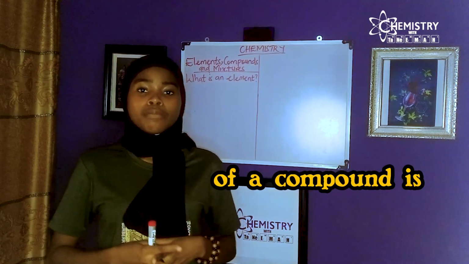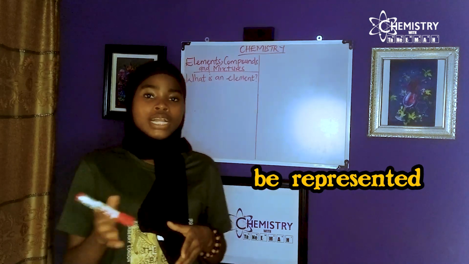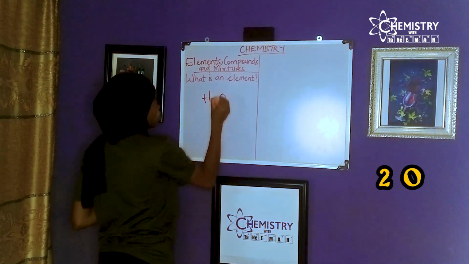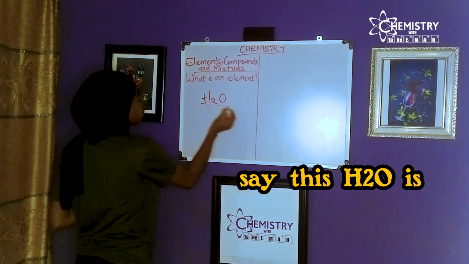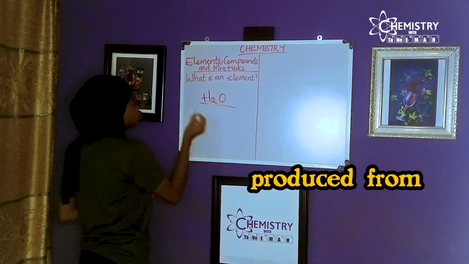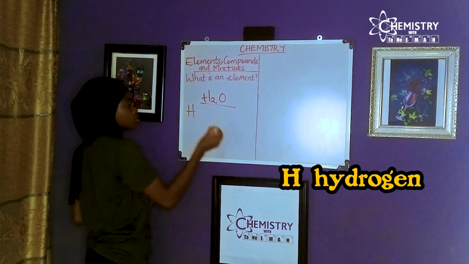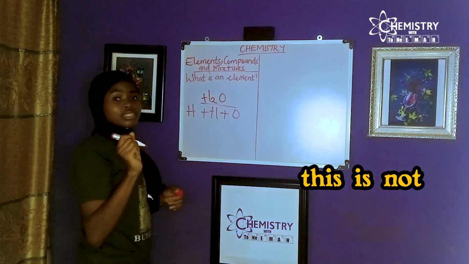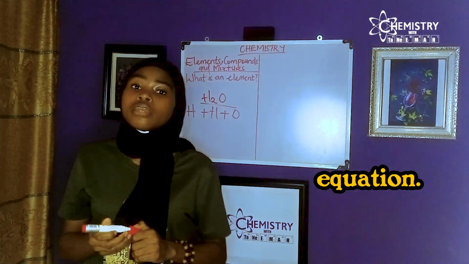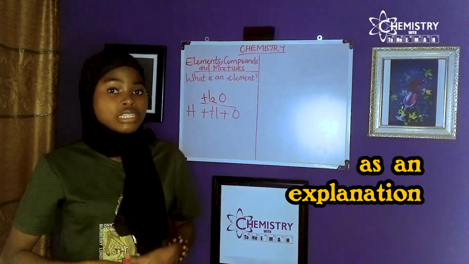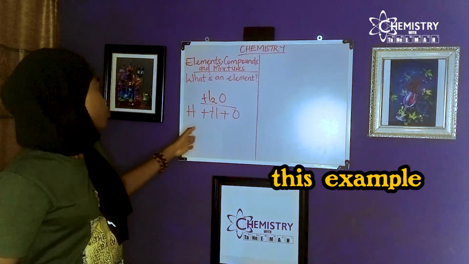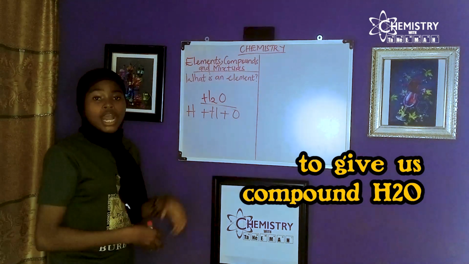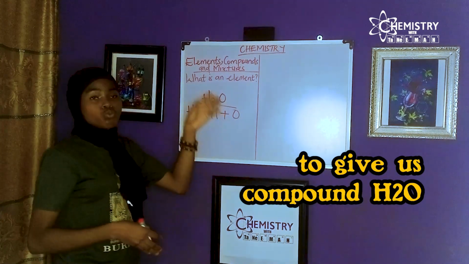A very good example of a compound is water. Water can be represented as H2O. And I can say this H2O is produced from hydrogen plus another hydrogen plus an oxygen. Note that this is not the right way to write a chemical formula or chemical equation. I am just using this as an explanation. So from this example, we can say that hydrogen and oxygen combine together to give us the compound H2O.